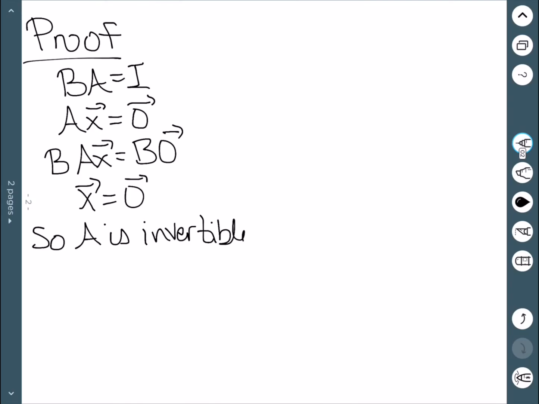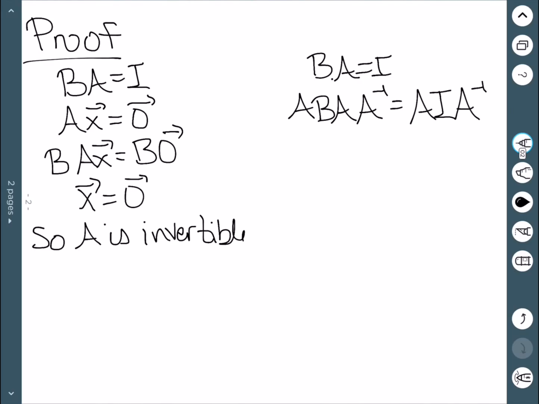We can then take BA equal to I and multiply by A on the left and A inverse on the right. On the left, we then have an AB if I cancel the A and A inverse, and on the right I have the identity. Therefore, we also have that AB is equal to the identity.